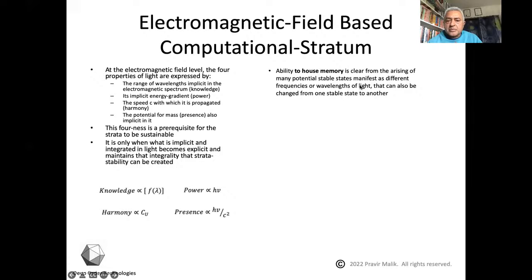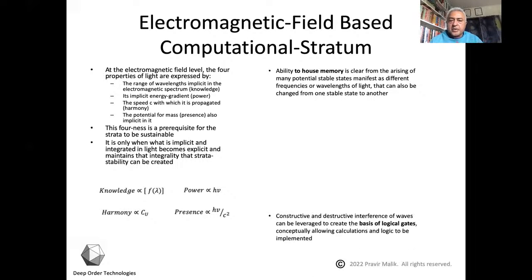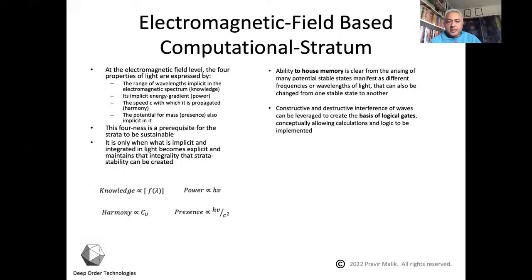So the ability to house memory becomes clear from the arising of many potential stable states manifest as different frequencies or wavelengths of light. And these can be changed from one stable state to another, and therefore there arises the possibility of housing memory. If we think about constructive and destructive interference of waves, then these may be leveraged to become the basis of logical gates.